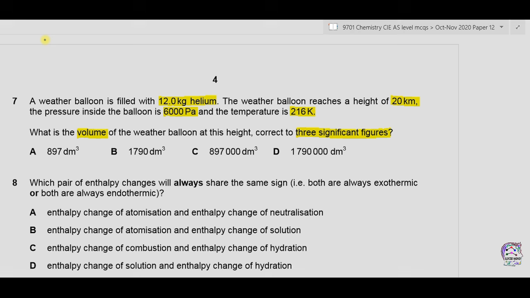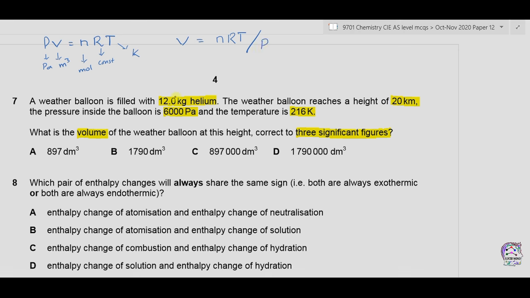We can find the volume by using the ideal gas equation. PV is equal to nRT, where P is the pressure in pascals, V is the volume in meter cube, n is the number of moles, R is the ideal gas constant, and T is the temperature in Kelvin. So volume will be equal to the number of moles times R times T divided by pressure.